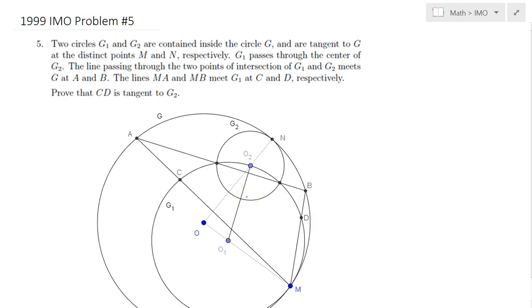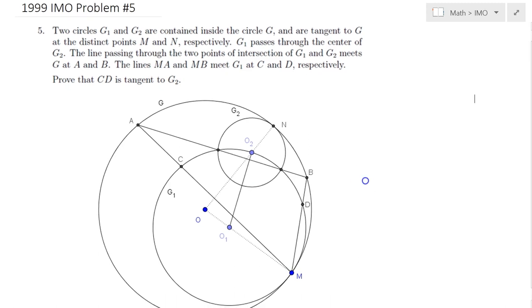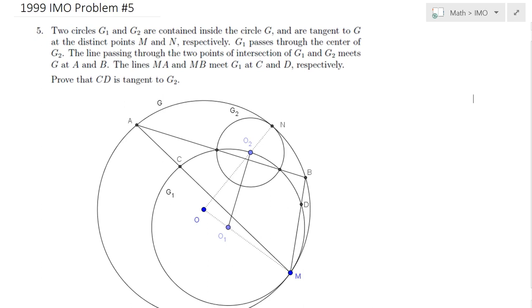So I did draw a couple of additional lines. First of all, in order to recognize the dilation between circles G1 and G, I did connect M, O1 and O. These points are obviously collinear. And similarly, I did connect N, O2 and O through this dashed line as well. These 3 points are also collinear. Finally, I know that the line segment O1O2 is perpendicular to the radical axis AB.